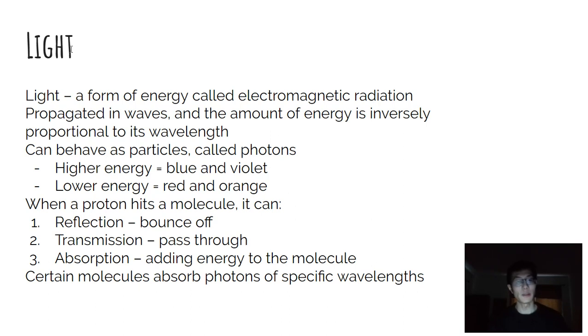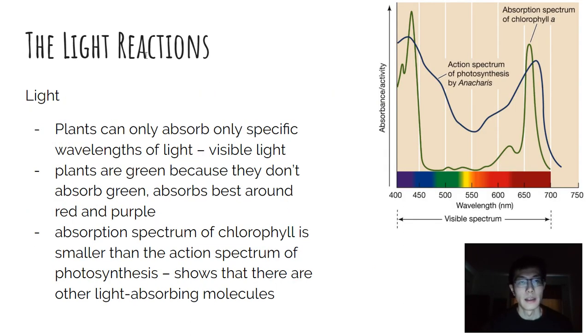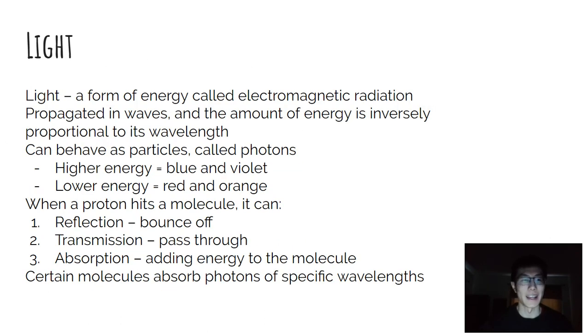Now, when a photon actually hits a molecule, there are a couple of things that can happen. The first is that it can reflect or bounce off, so a reflection. It can go through transmission, which is where it passes through that molecule. Finally, there can be absorption, which is adding energy to that molecule. And as mentioned, certain molecules absorb photons at specific wavelengths. The light reactions take all of this physics into account.